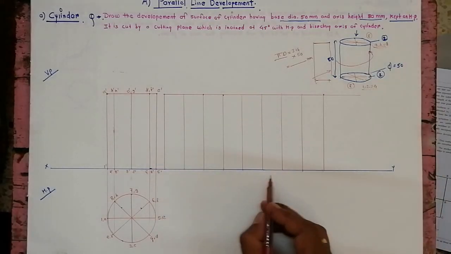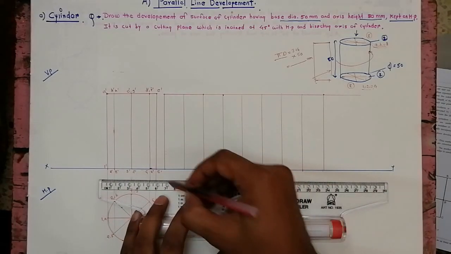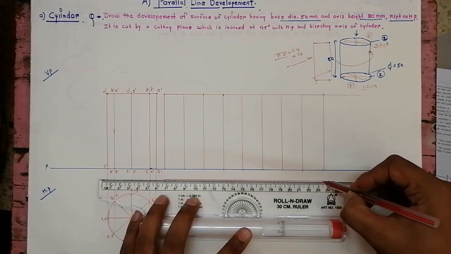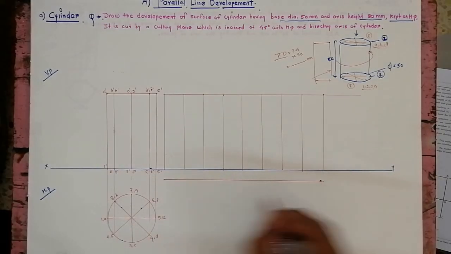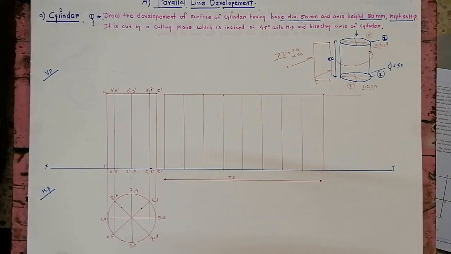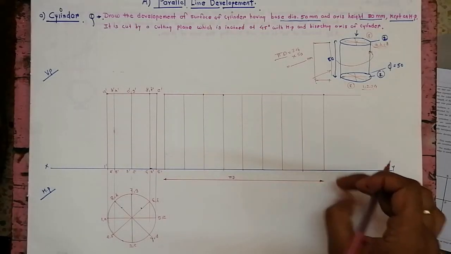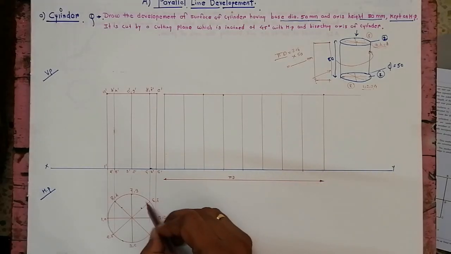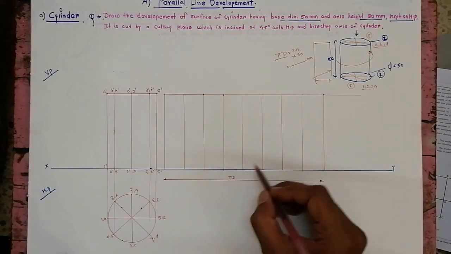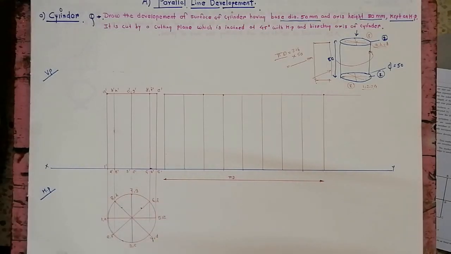So that distance is equal to how much? This distance is equal to pi d. So either you take the pi d distance and divide it into 8 parts using the line division method, or directly take this arc distance here and mark here the 8 divisions, because the circle is divided into 8 parts.